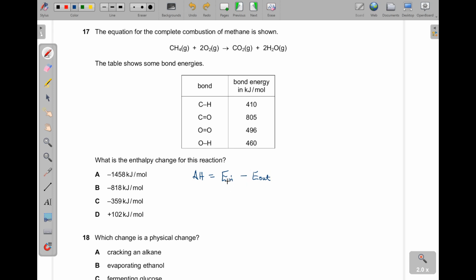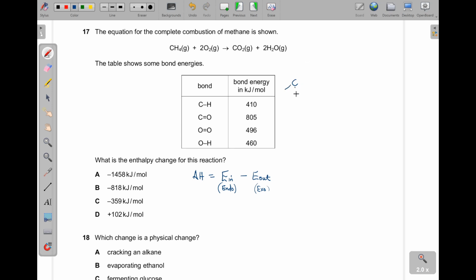So the energy in, this is endo. Energy in, you are putting in energy, but then energy out, you are releasing the energy to the surrounding when you are forming the bond. So this one is exo. Okay, so let's look at what is here. We have methane.